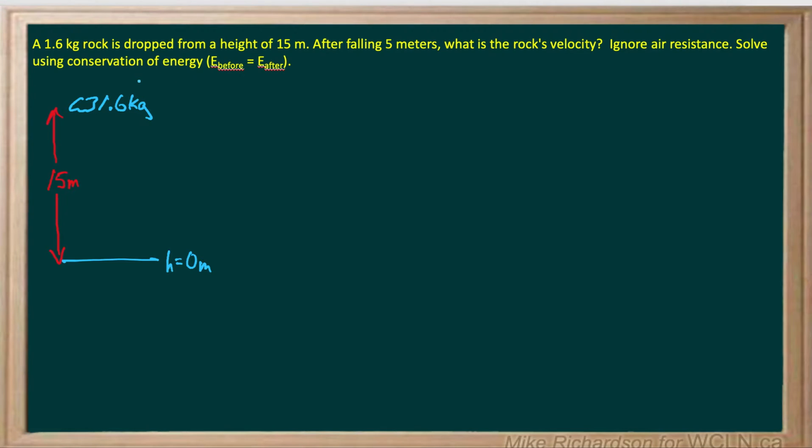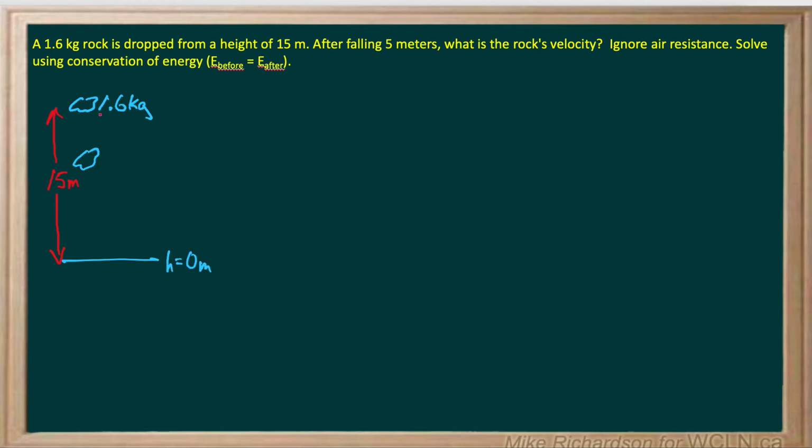So here we've got a 1.6 kilogram rock being released from rest. When you see the word drop, you can assume from rest. And it's released from a height of 15 meters from the ground. However, we don't want to know how fast it's going when it hits the ground. We want to know how fast it's going when it's only fallen maybe 5 meters.